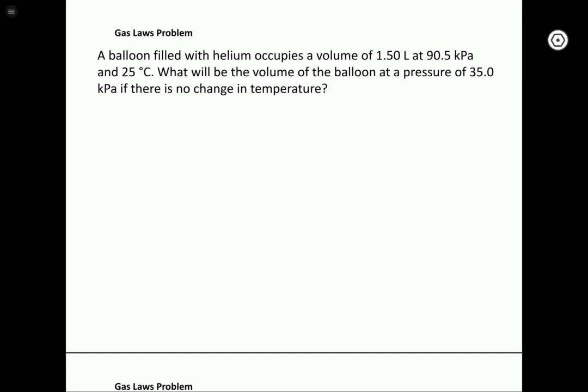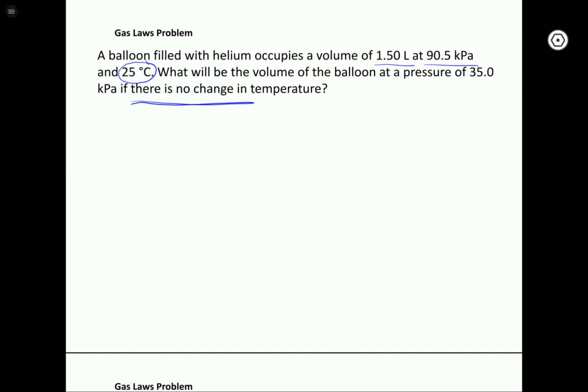So in this problem, we're given the temperature, 25 Celsius, but then we're told there is no change in temperature. So from that standpoint, we don't really care what temperature is, because what we're doing here is trying to derive a relationship between the variables that are changing. In this case, we have a volume and a pressure that are going to be changing, but the temperature is not. So this is actually just an example of Boyle's law, the relationship between pressure and volume.